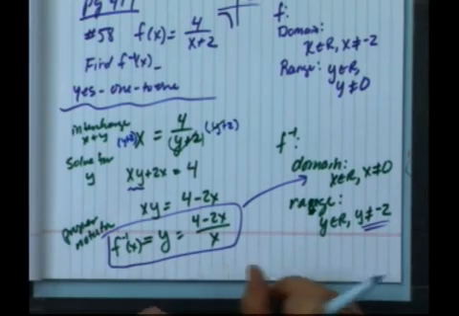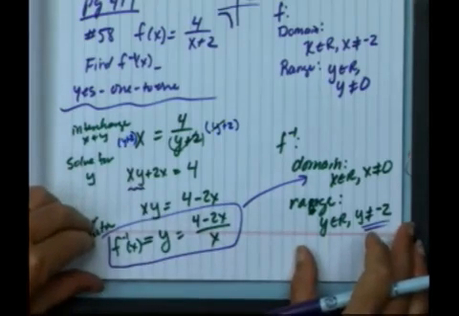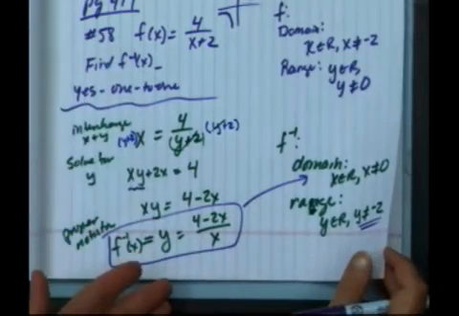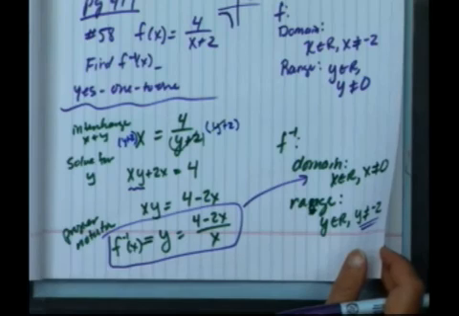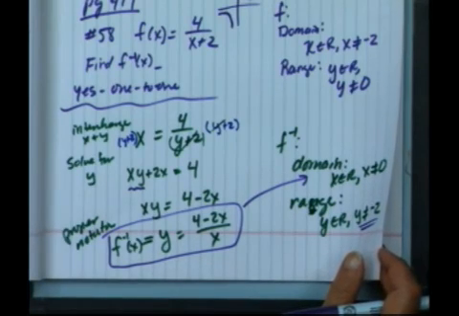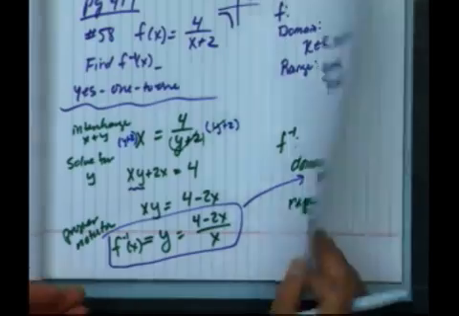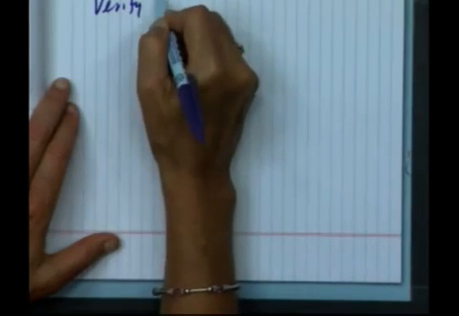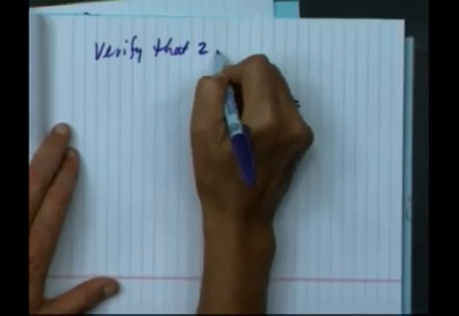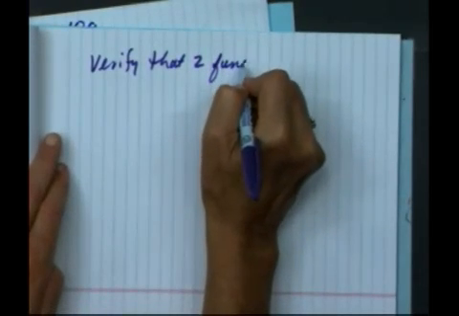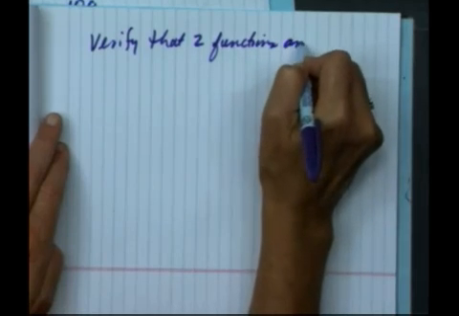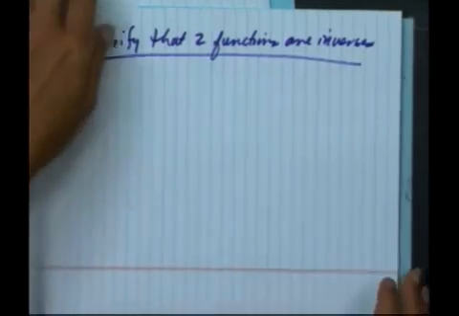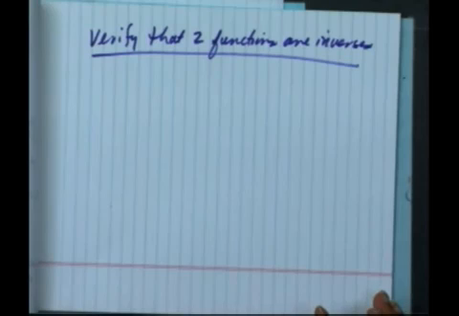All right, well, we found the inverse for this, but really, how do you verify? Just finding it algebraically or given two functions that somebody claims is inverse is not a proof. How do we verify it? Verify that two functions are inverses. We want to be able to verify that two given functions are inverses.